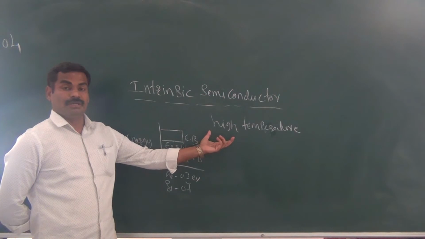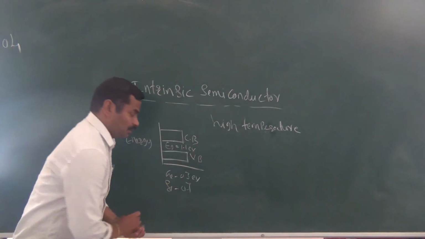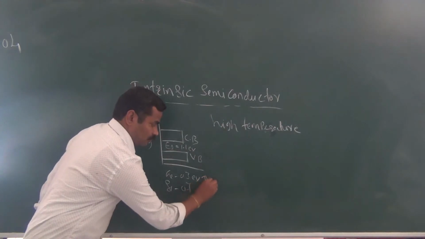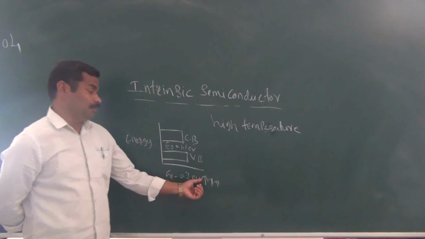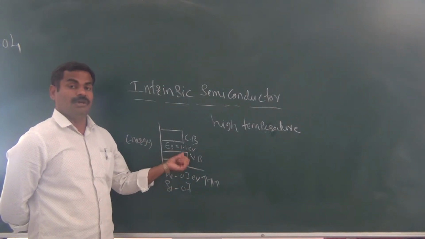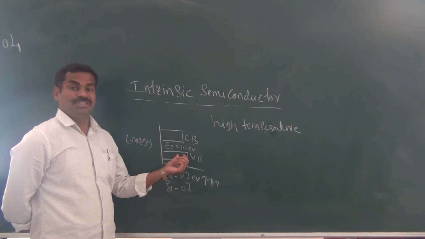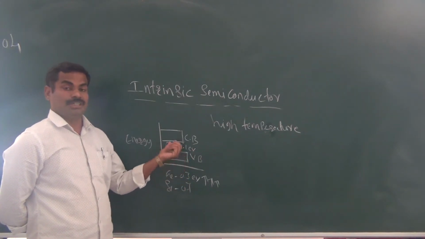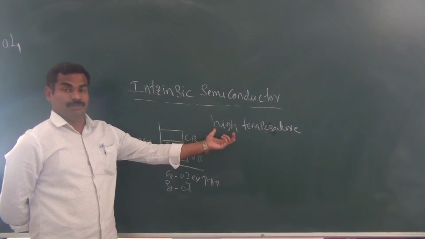Why are you having more current at high temperature? Because at high temperature you have high energy. That energy is more than 1.1 electron volt, or more than 0.3 or 0.7. That's why the valence electrons can easily move from the valence band to the conduction band. That's why it acts as a conductor at high temperature.